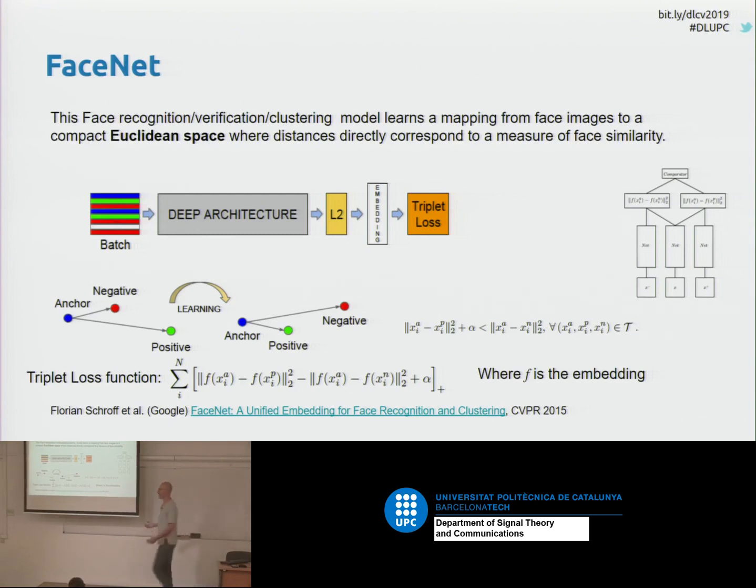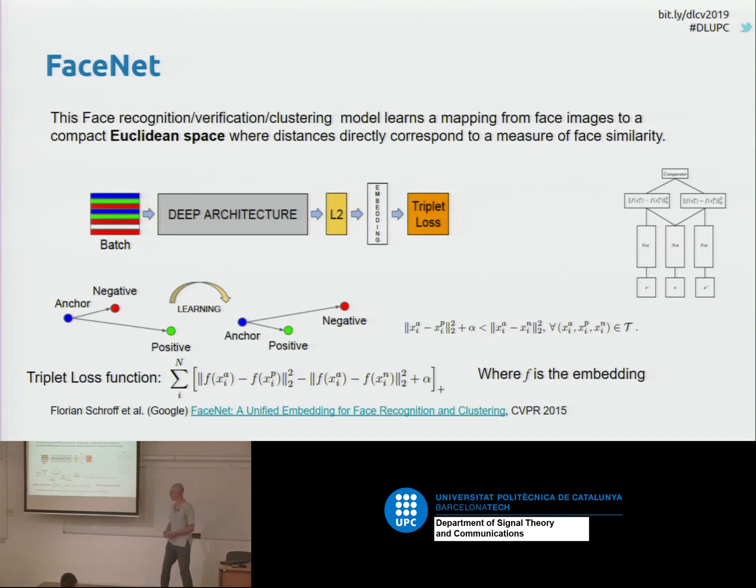Usually, you will expect that the positive identity is closer to the anchor than the negative. Okay, so in some cases, this is not the case. If the embedding is not working properly, we try to modify the embedding so that this is true, using the triplet loss function.